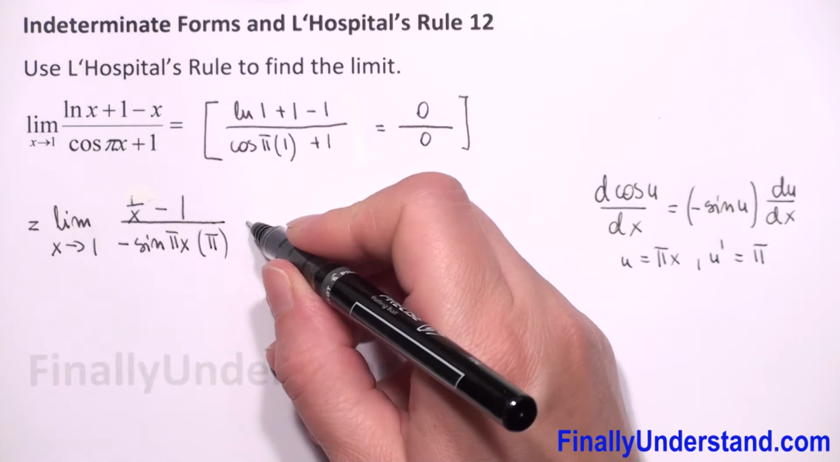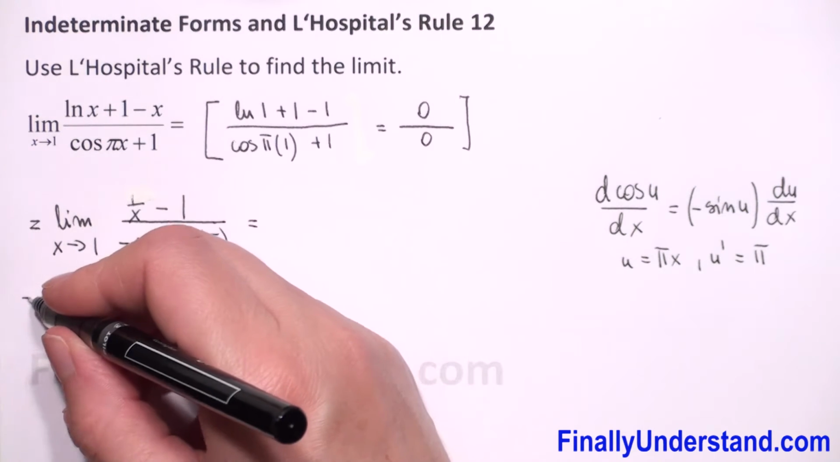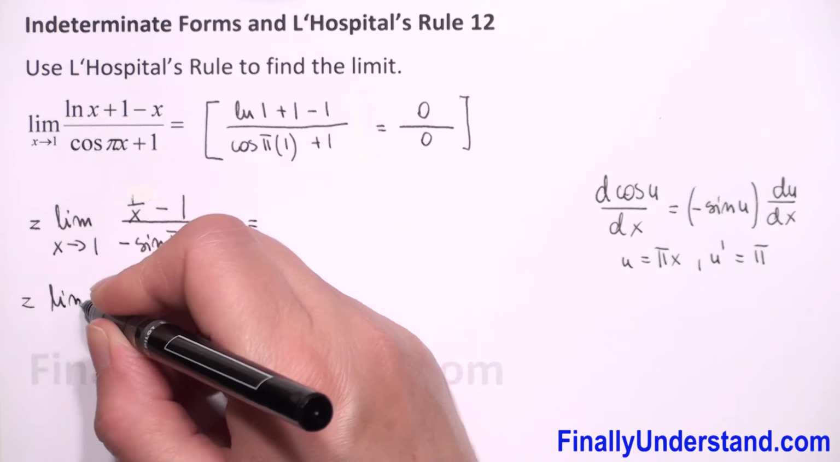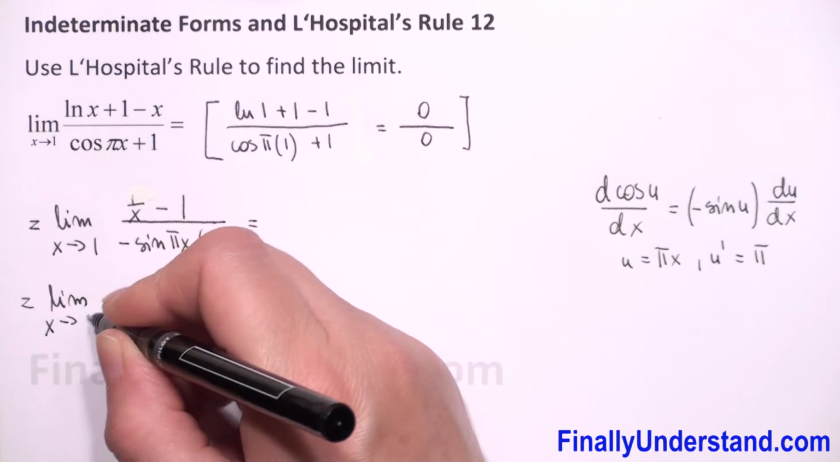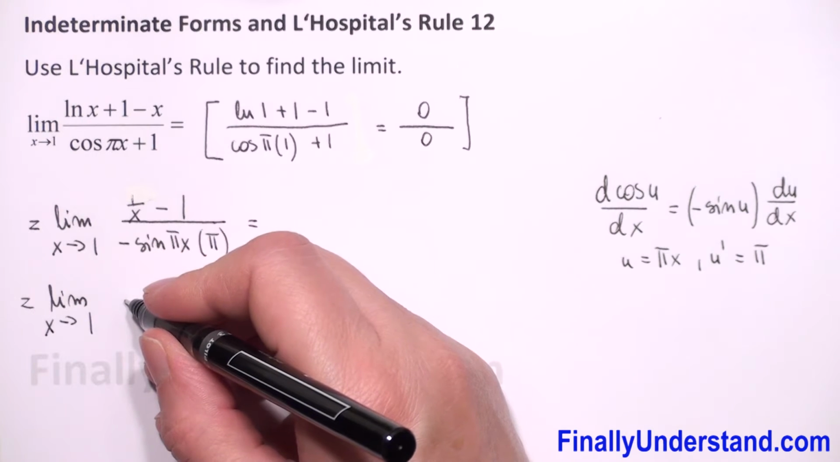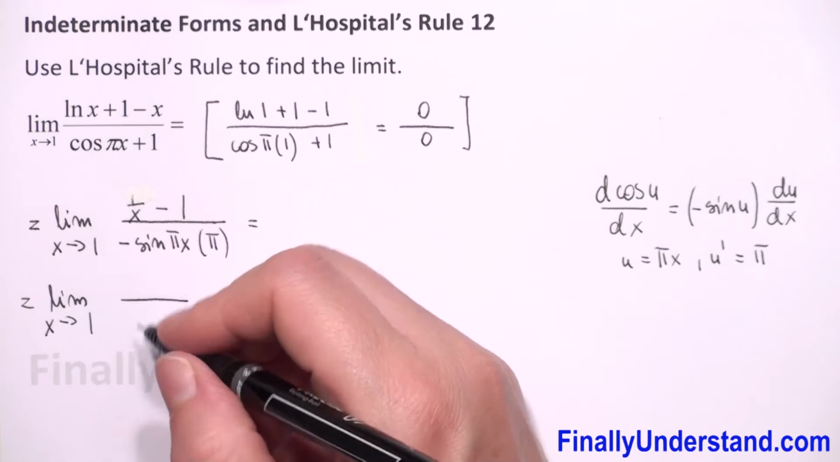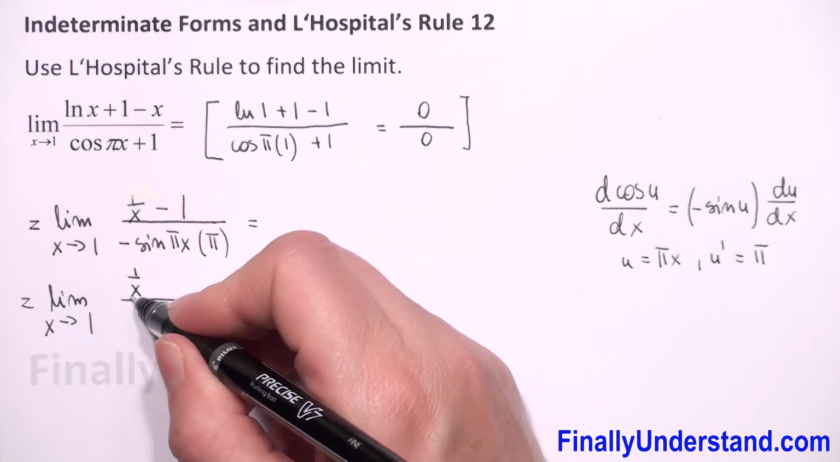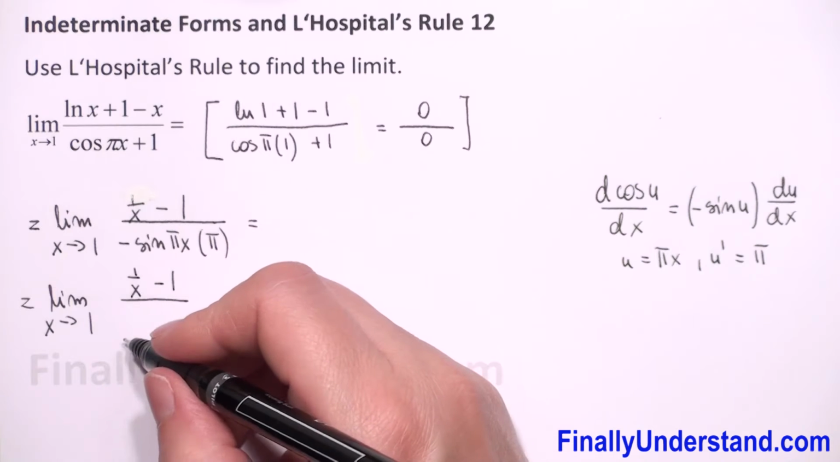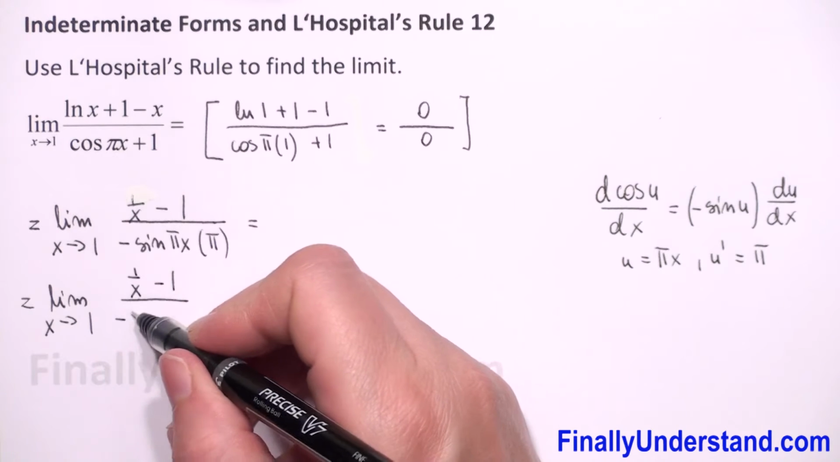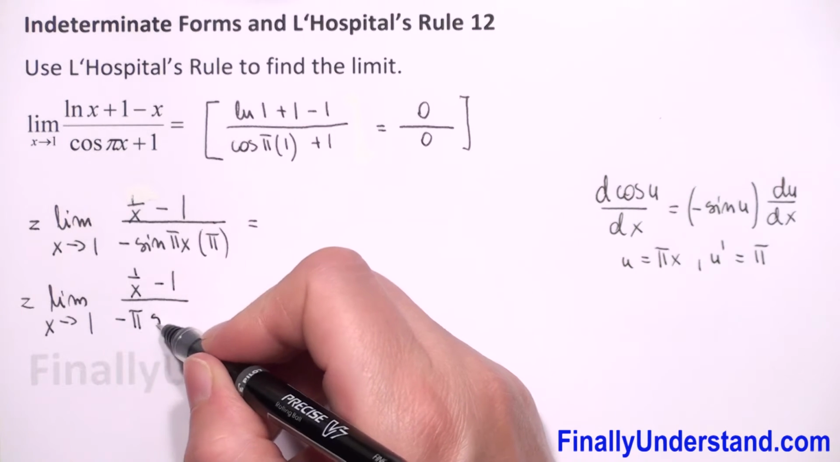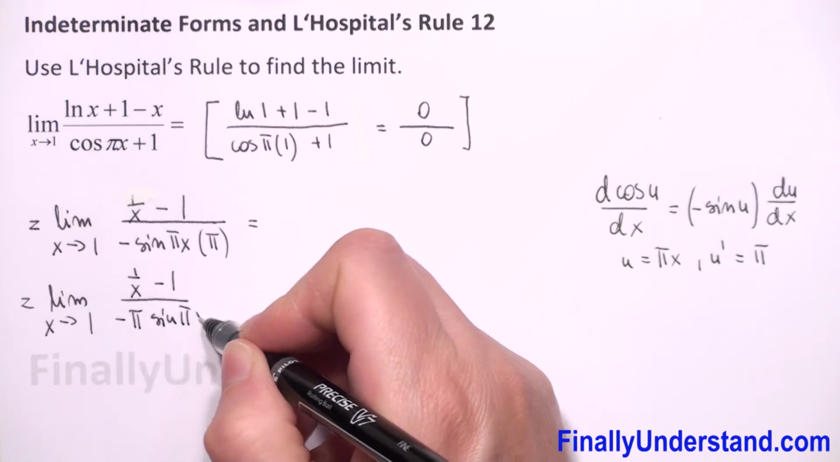So this is equal, let me copy this, limit as x approaches 1, and in numerator we have 1 over x minus 1. In denominator we have negative pi times sine of pi x.